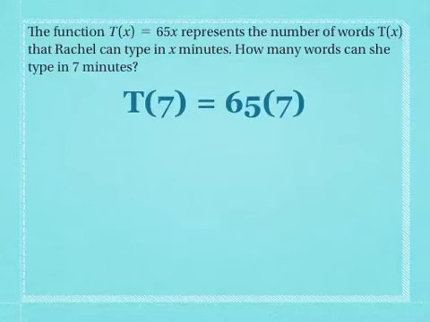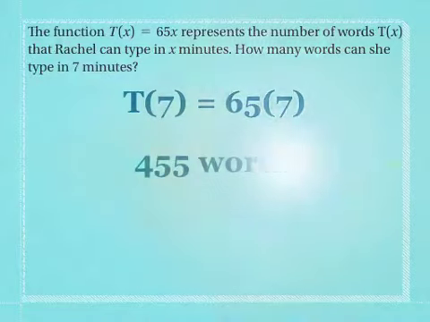Notice I've plugged 7 into the function notation to write t parentheses 7 equals, and then I plug it in for the variable x, 65 times 7. When I multiply 65 times 7, I get that Rachel can type 455 words per minute.